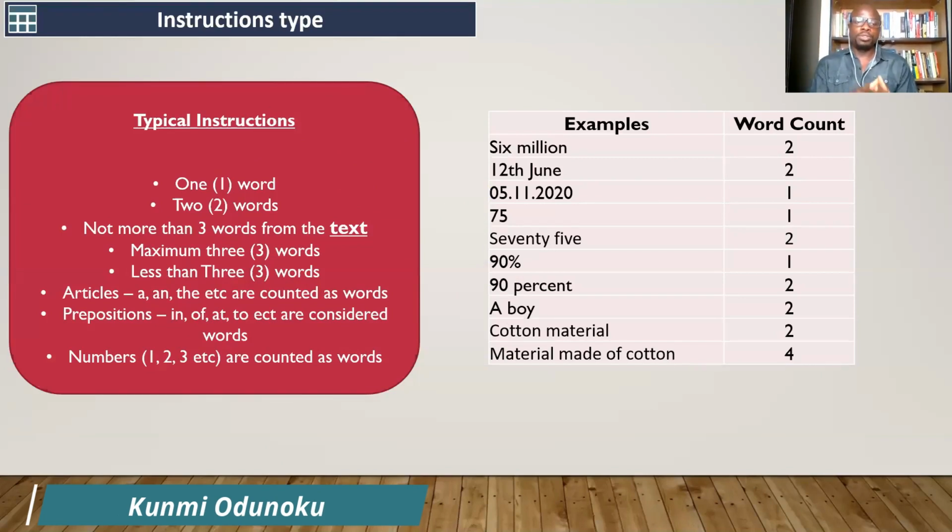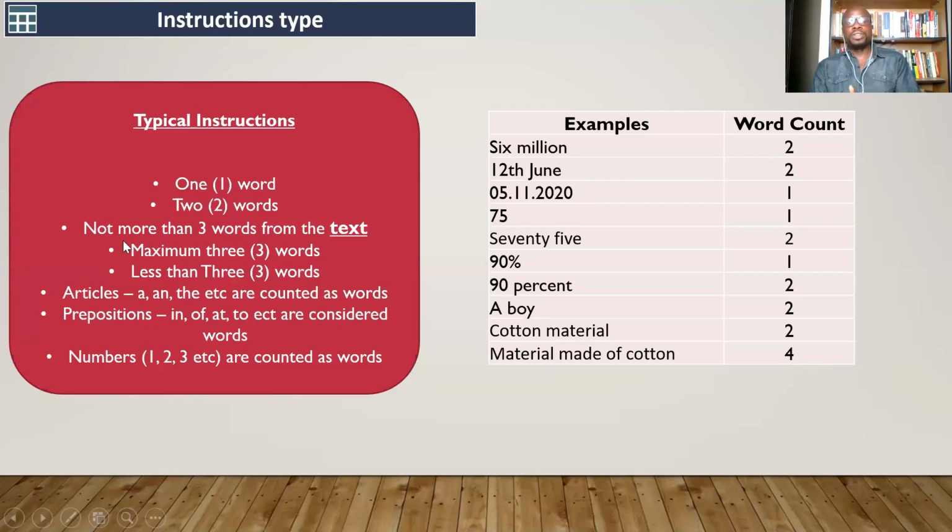supply or use one word to describe a situation, or use two words. Sometimes it can say use not more than three words from the text, maximum three words, less than three words. These are all types of instructions that will be given. But I want you to always remember something, and that's the fact that every time they're asking you to choose words or stuff like that, they would always refer you to the text.